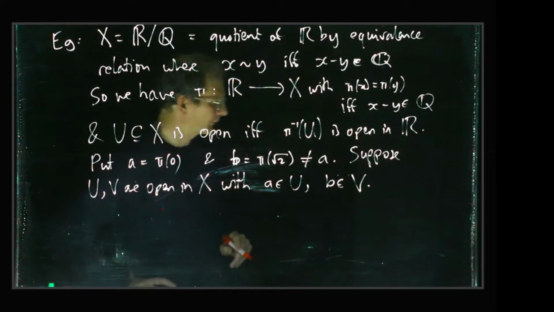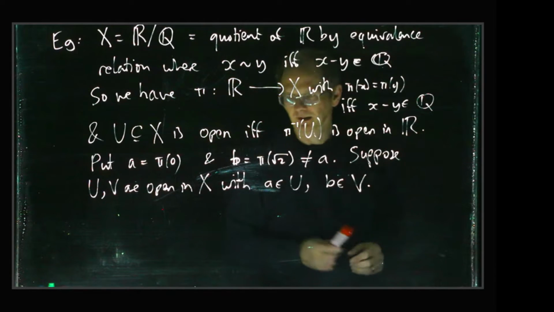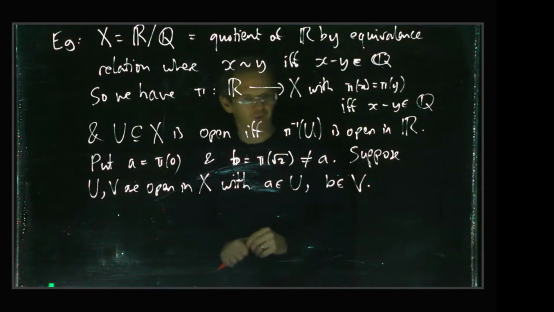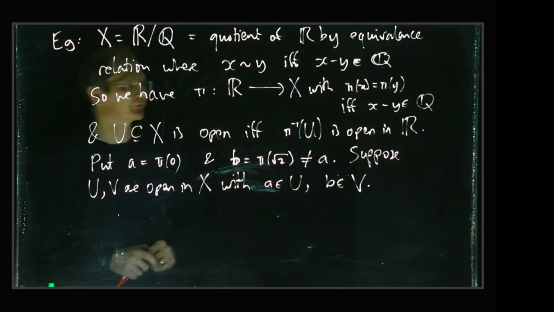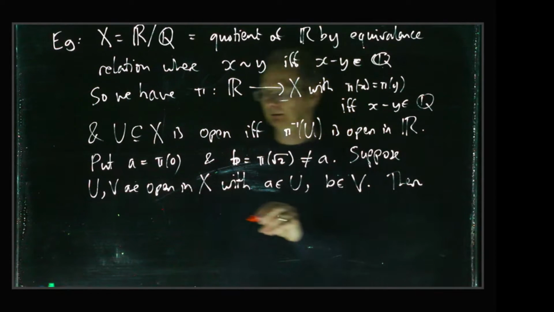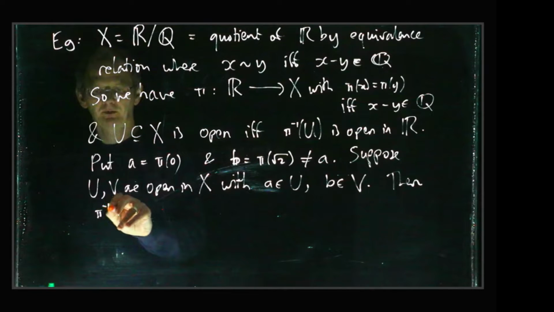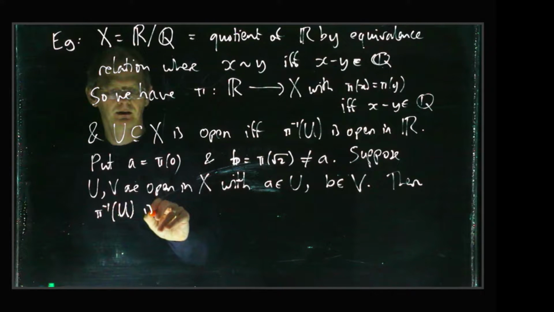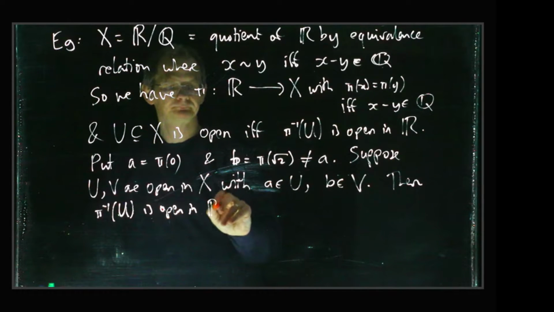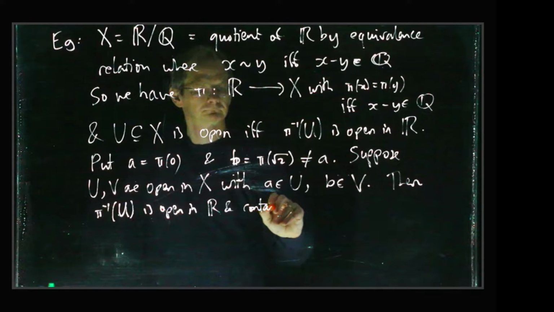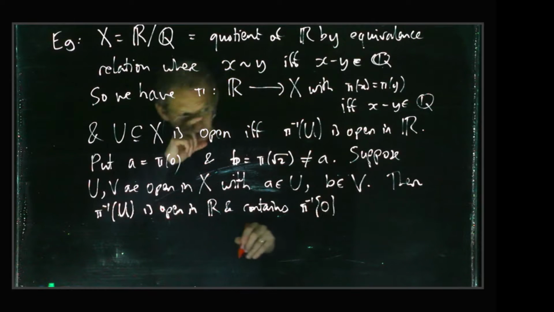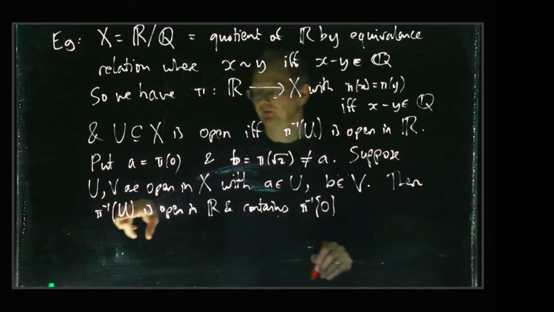Okay, so suppose we've got two open sets U and V, U surrounds A and V surrounds B. And we want to claim that they don't give a Hausdorff separation. In other words, we want to show that they're not disjoint. So that means that pi inverse U is open in R, and 0 lies in U, so pi inverse 0 is contained in pi inverse U.